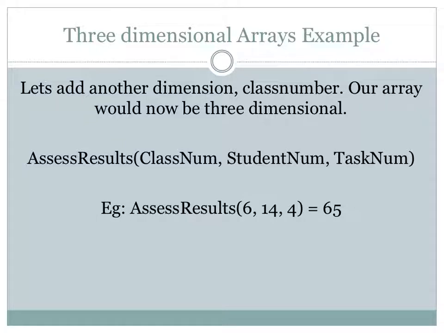Okay, but say that's not enough information. Say you wanted another dimension. You can also have three-dimensional arrays. Let's say we also wanted to identify and discriminate by class number. So our array would now be three-dimensional. We'd still have assess results, our array name, but you'd start with class number, then student number, then task number. So if you have a look down here, we have assess results again, and in our brackets they are class number 6, student number 14, task number 4, they got 65.